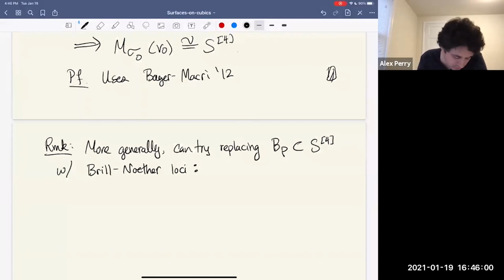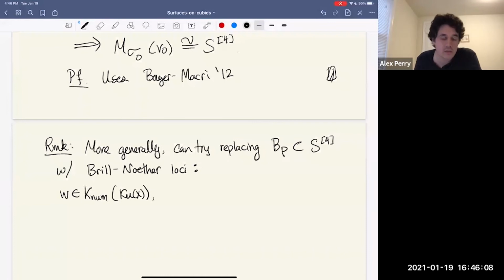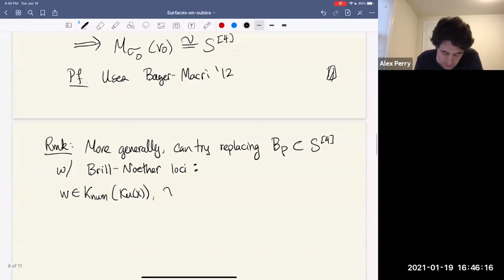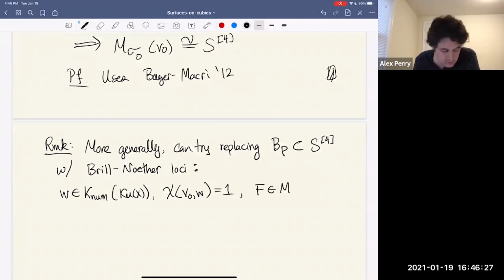So instead, what we're going to consider is the following. We'll consider again a class in this numerical K theory. But this time I won't require that that class has square 0, just any class inside of there. And I'll require that it pairs with V to be 1, okay? And then instead of fixing a point on the K3 surface, now I'm going to fix a point F in this moduli space. So in the case where W squares to 0, I would just be fixing a point on the K3. So let's fix this data.